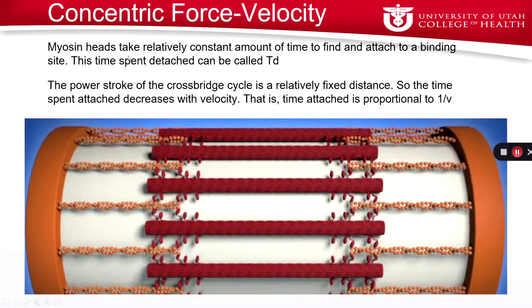And it turns out that it takes a relatively constant amount of time for a myosin head to find and attach to an actin binding site. And so that represents the time spent in the detached state, and we're just going to call that T sub D for time detached. The power stroke of the cross-bridge cycle, however, is a relatively fixed distance, not time. So the time spent attached decreases with velocity. That is, the time attached is proportional to 1 over the velocity.